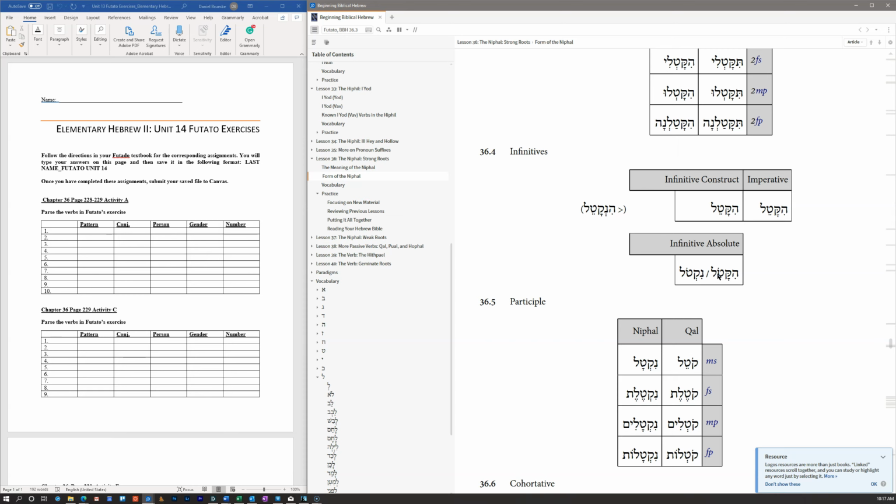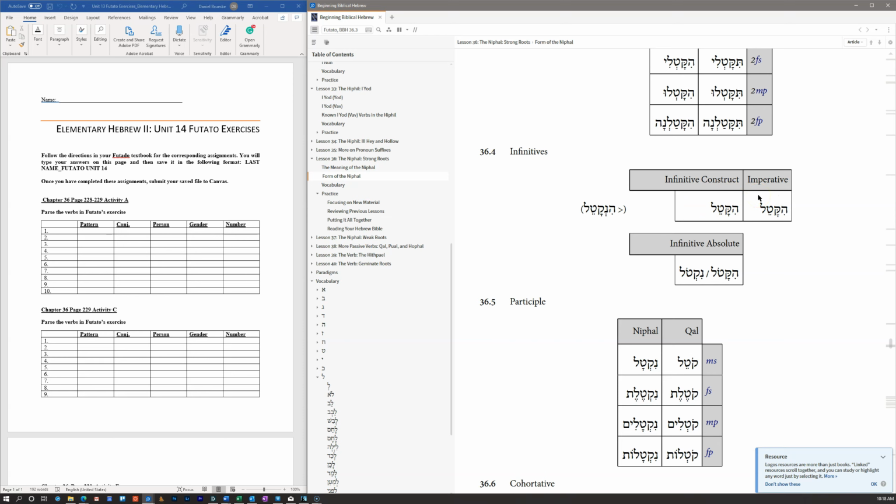Okay, sure enough, my other grammar agrees. Sometimes this infinitive absolute, this other grammar is saying, will have the holem vav instead, but it seems like that's a rarer occurrence. So this is one of those situations where the imperative and the infinitive absolute are usually identical forms, but for some strange reason in the Niphal, the imperative and the infinitive construct are the identical forms.